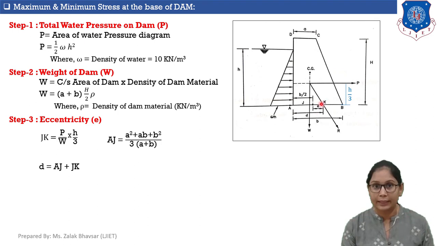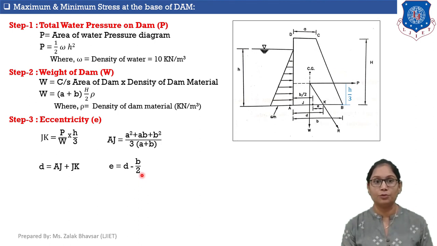Now for calculating eccentricity e, we need to deduct x bar, which is b by 2, from d. So here is the equation to calculate eccentricity. So eccentricity e is equal to d minus b by 2.